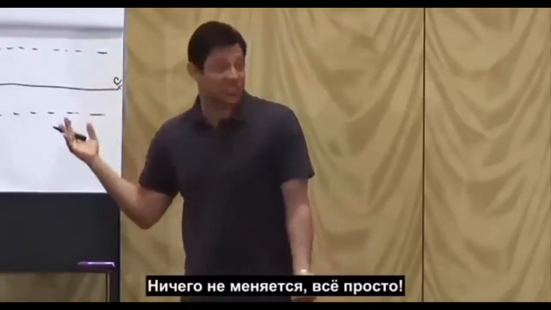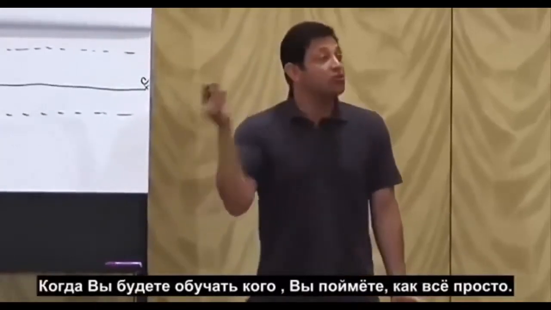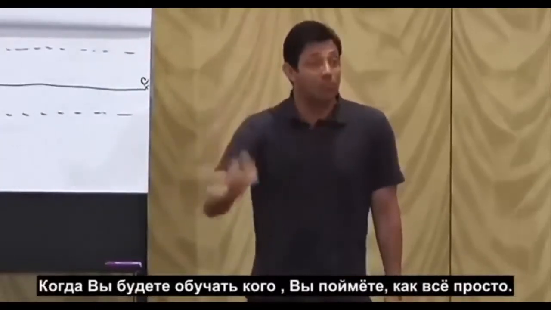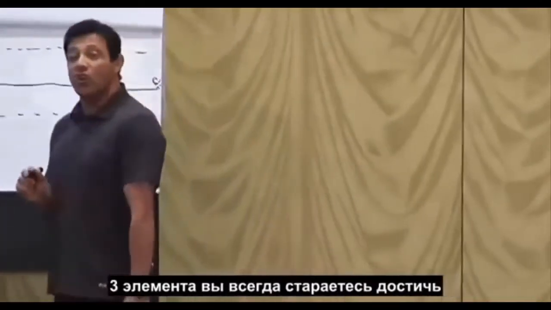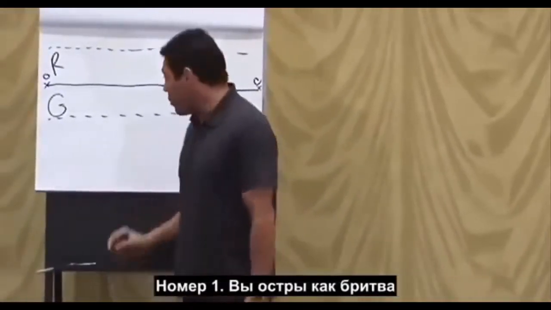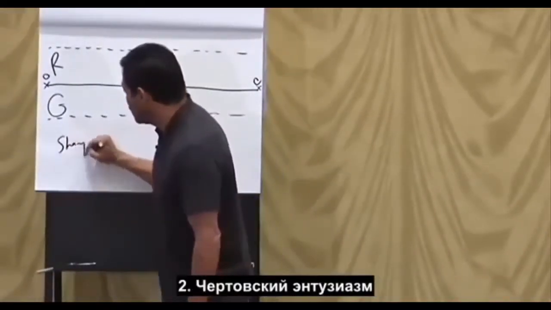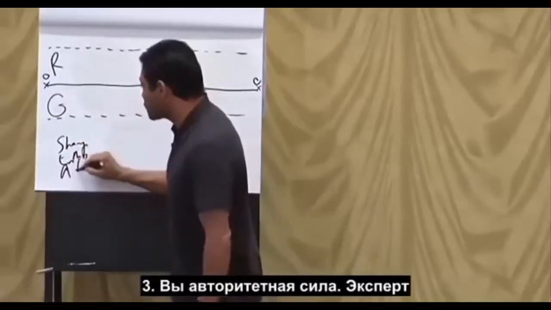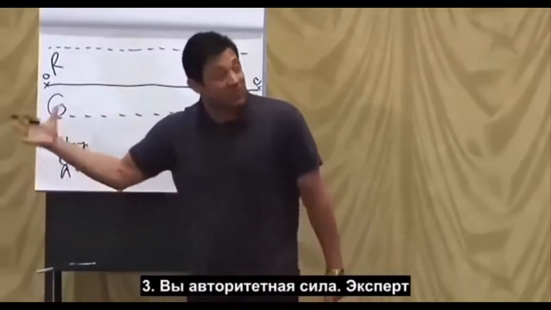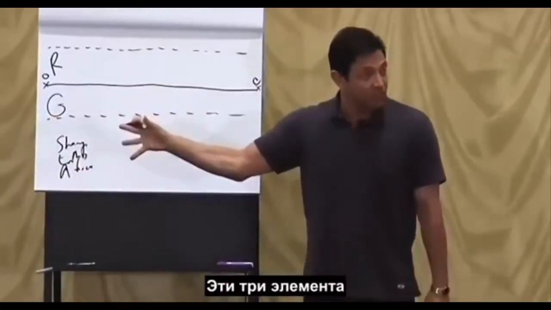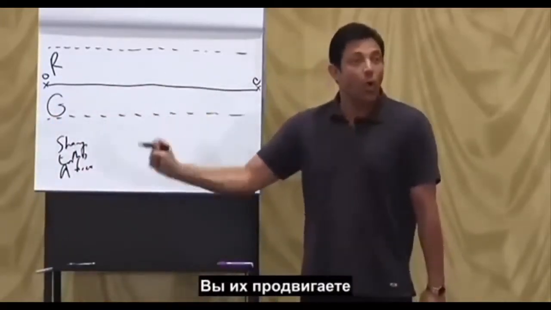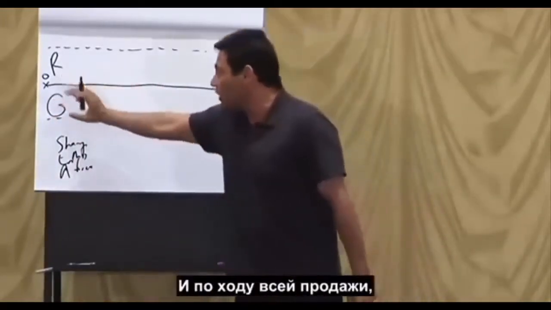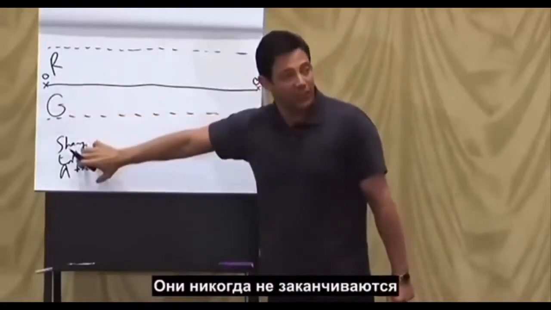It never changes because it's so simple. You're going to see when you start training sales, it's so simple, okay? There's three things you're always trying to accomplish. Number one, you're sharp as attack. Two, you're enthusiastic as hell. Three, you're a force of nature, a tour de force, a force of record, an expert. These three things, they're always lurking. You're always moving them. As you move towards the line, this never, ever ends.